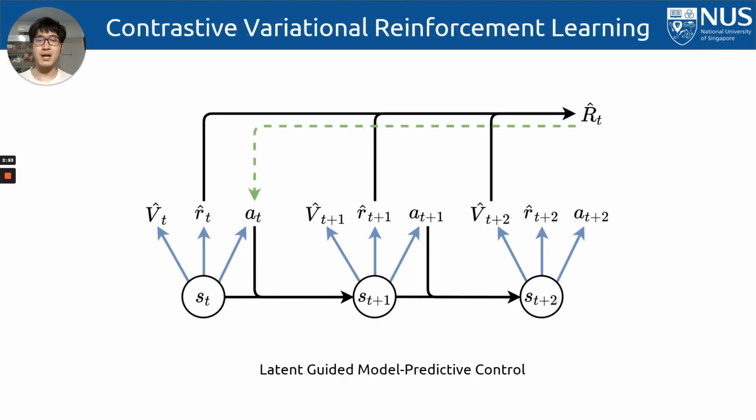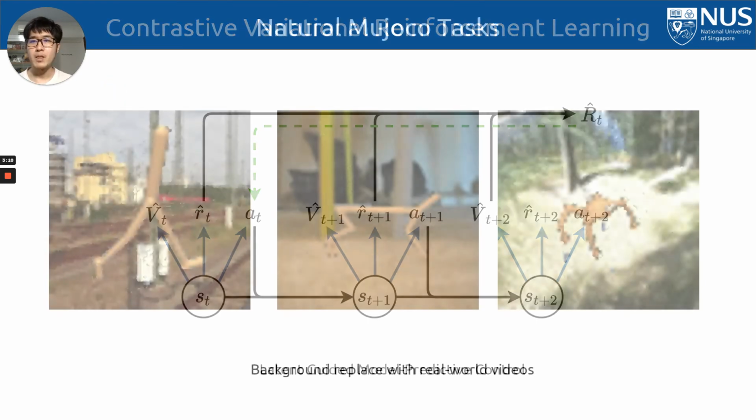CVRL chooses the action by reasoning with the learned dynamic model using model predictive control, guided by a learned heuristic, which is an efficiently and effectively trained actor-critic model. So this allows CVRL to reason for long horizon behaviors robustly.